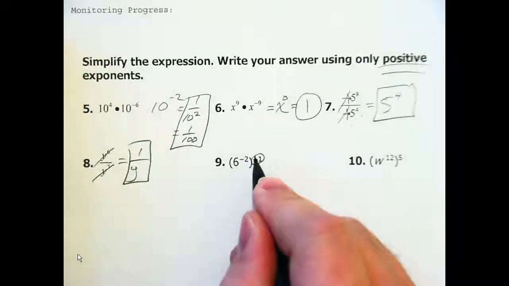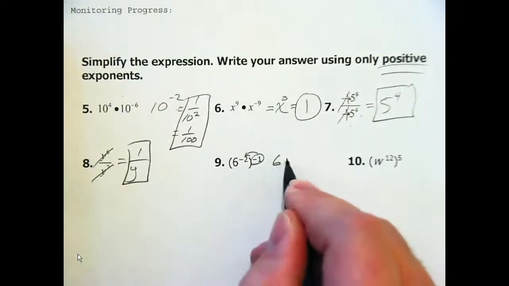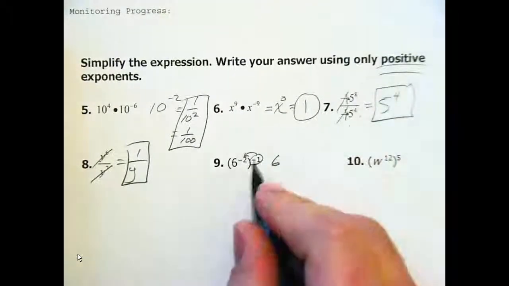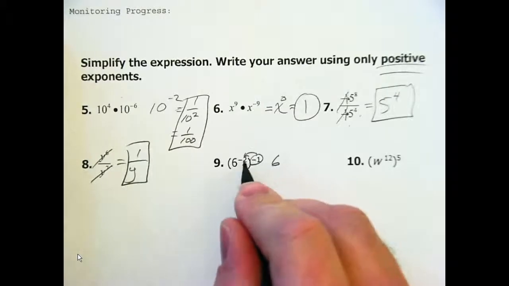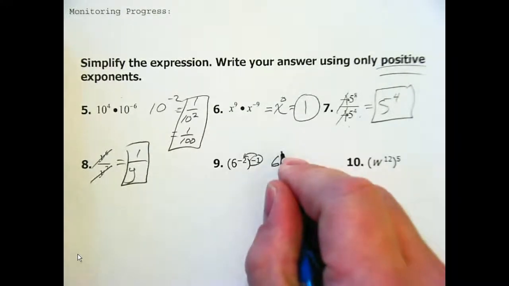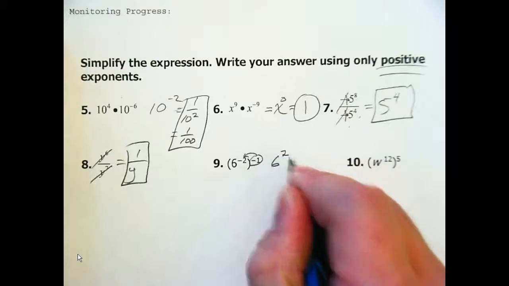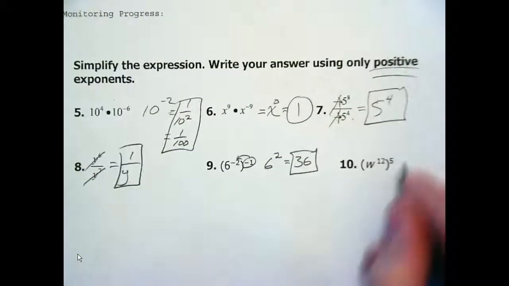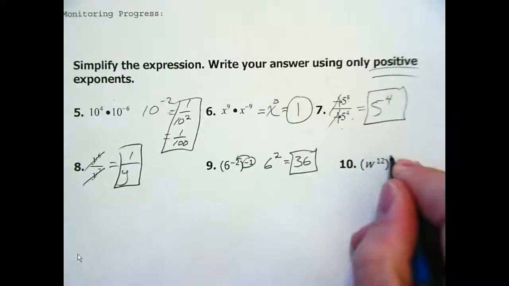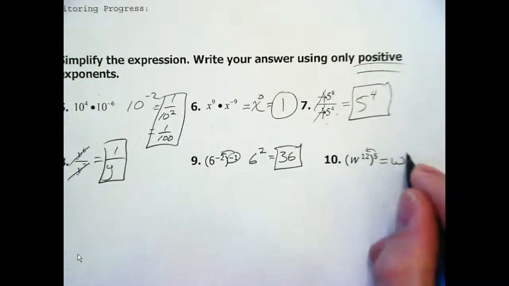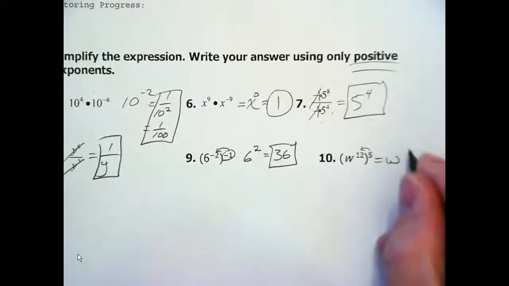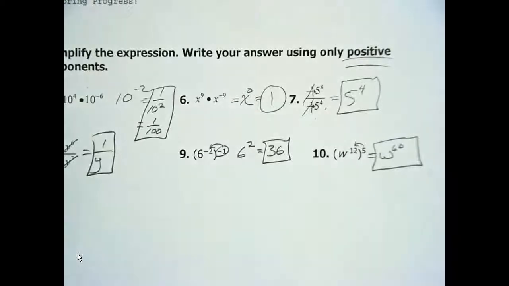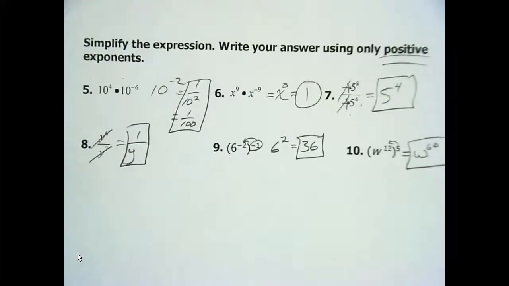Okay, we distribute the negative in. Becomes 6 to the what power? Negative 10. Negative 1 times negative 2 is? Oh, 3. No. I'm mad. Is 2. It's 2. Oh my gosh. Okay, and this one is w to the 5 times 12. 60. All right. Any questions on those?